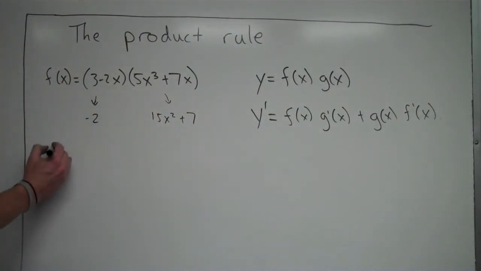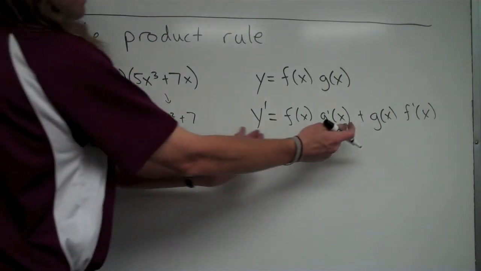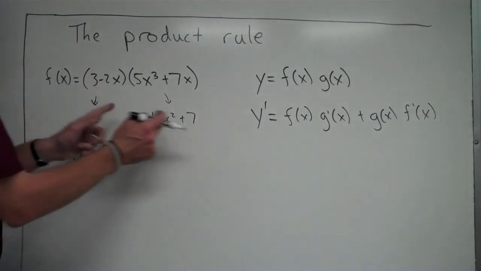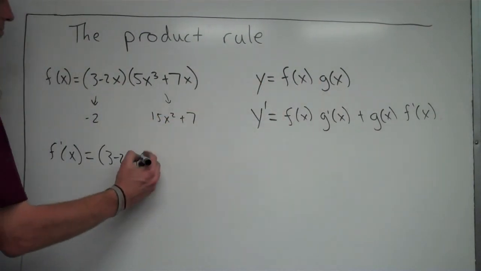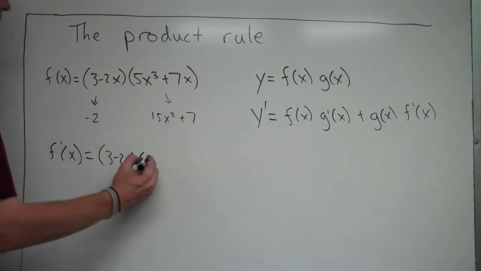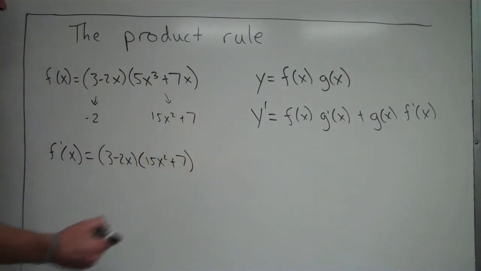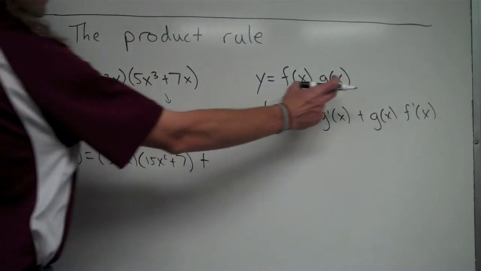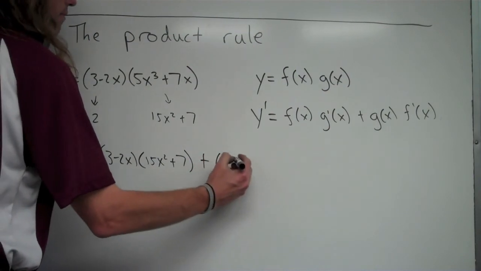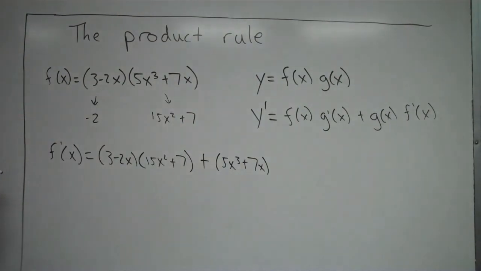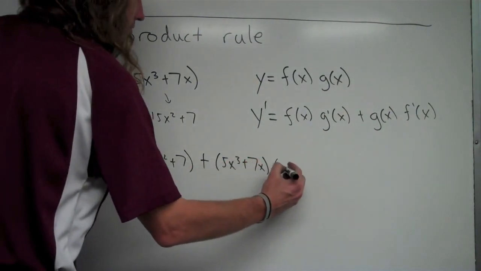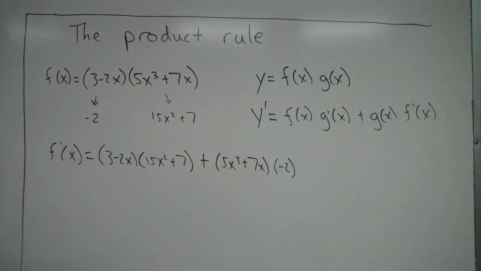So when I find the derivative of my function, I use the product rule. You can think of it as f of x times g prime, or the first function times the derivative of the second. So it's 3 minus 2x, which is our f of x, times g prime of x, the derivative of our other function, so 15x squared plus 7. Then plus g of x, which is 5x cubed plus 7x, multiplied by the derivative of f of x, f prime, which is negative 2. You could of course distribute this and combine like terms and all that fun stuff. I am not going to do that because this is the derivative. That's the answer, so I'm going to leave it as this.